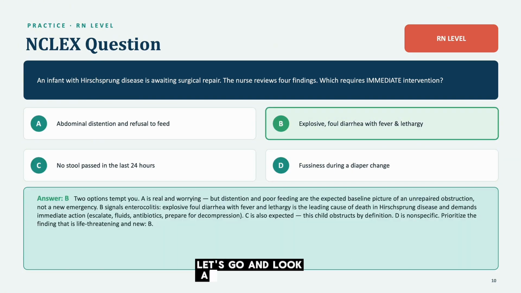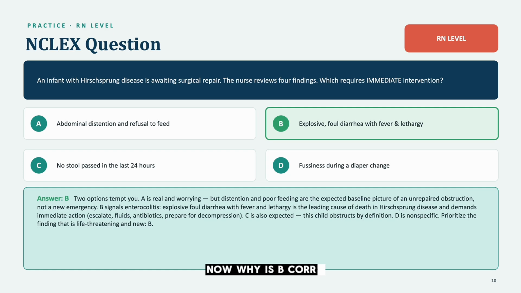Let's go and look at all the other options. We have a trap. That's our A. Abdominal distension and refusal to feed. It sounds serious and it is abnormal, but for an unrepaired Hirschsprung baby, distension and poor feeding are the expected baseline. Is the disease doing what the disease does? Expected findings are almost never the act immediately answer.